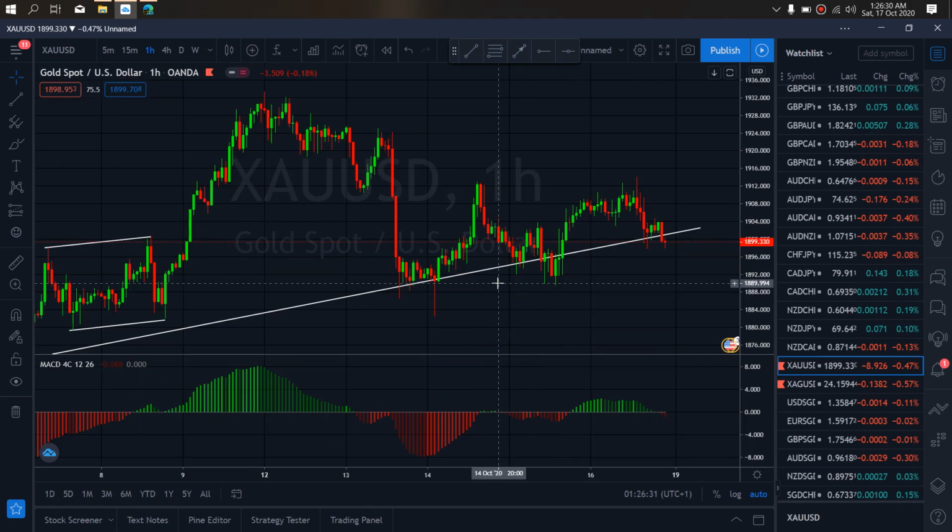We zoom to the 1-hour time frame. On the 1-hour time frame, this is already a sell for a drop downside. I think they will retest this top.